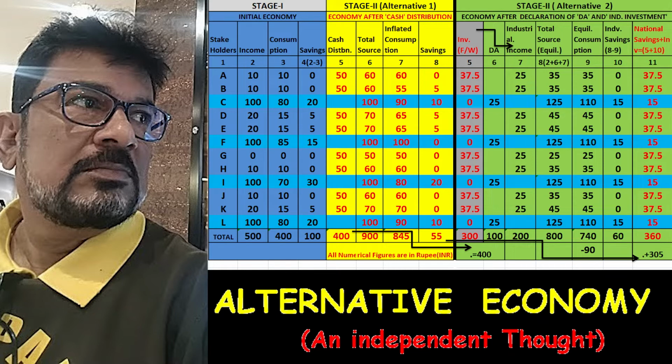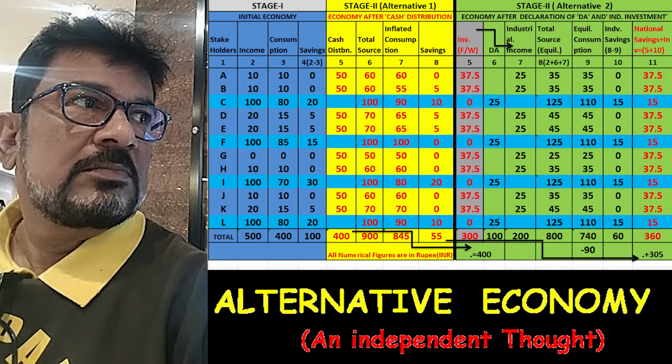5 is the investment, which is indirectly the savings of the society, plus individual savings, that is 37.5, 37.5, and in case of C 15, in case of D 37.5, and doing so the total investment, this is national savings plus investment, is 360. This is the table, and here is also another indicator, which is shown in 5 to 7.